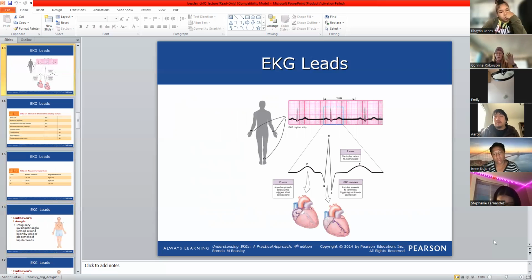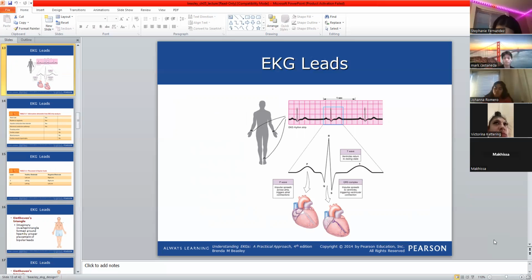All right. I have one question, Dr. You mentioned that the PR interval starts at the beginning of the P wave and ends at R, or at the beginning of the QRS? Yes, start of P, and end at R. Okay.